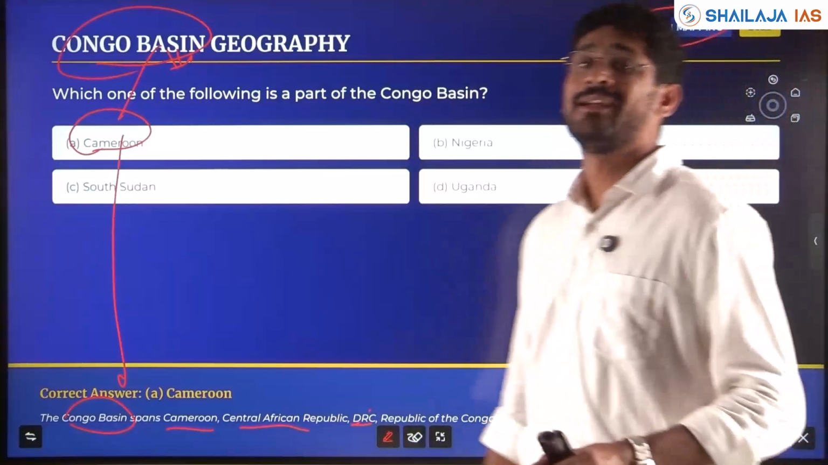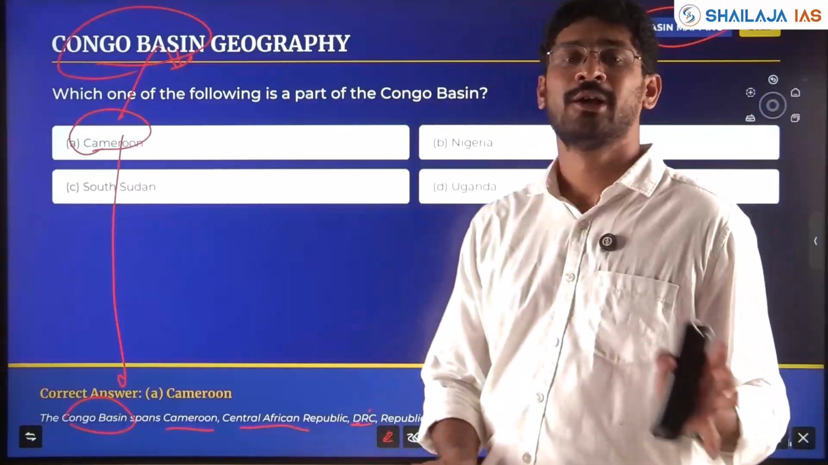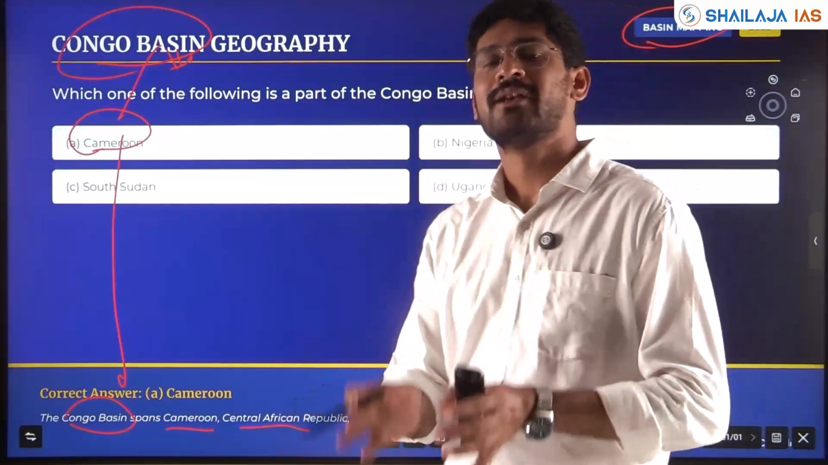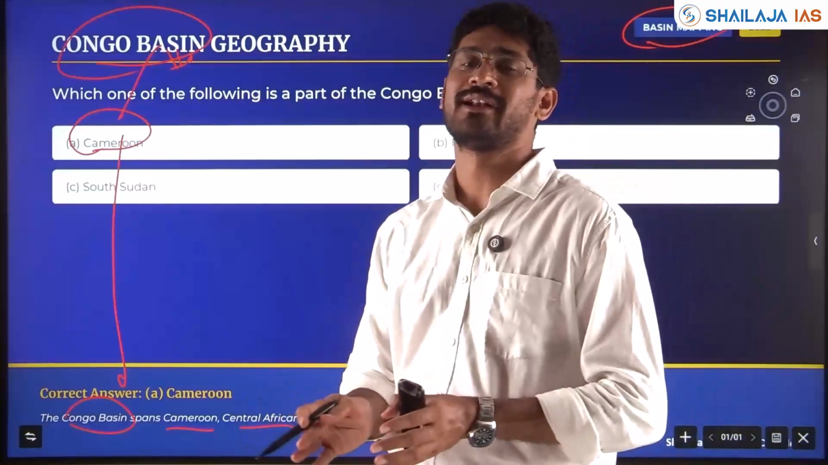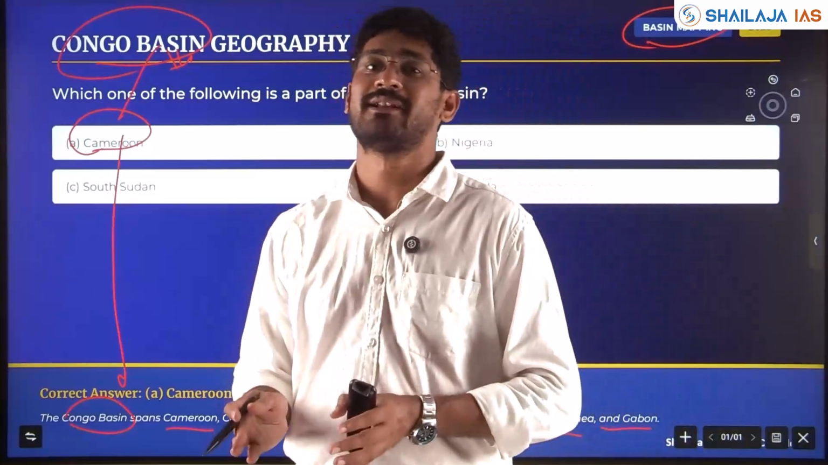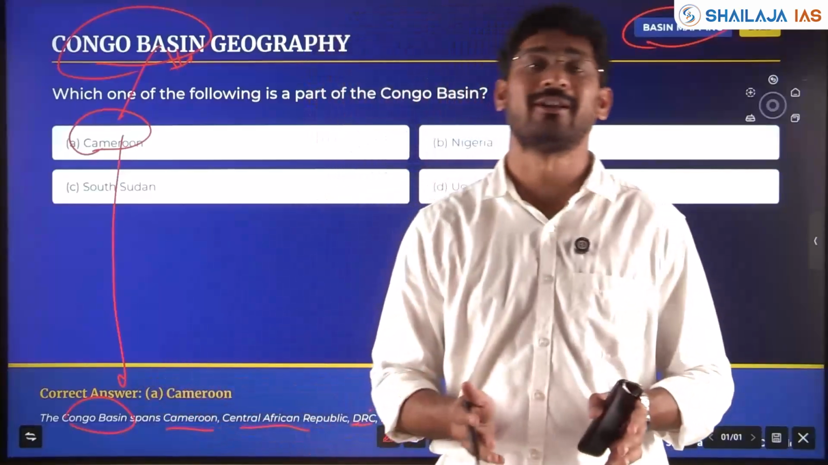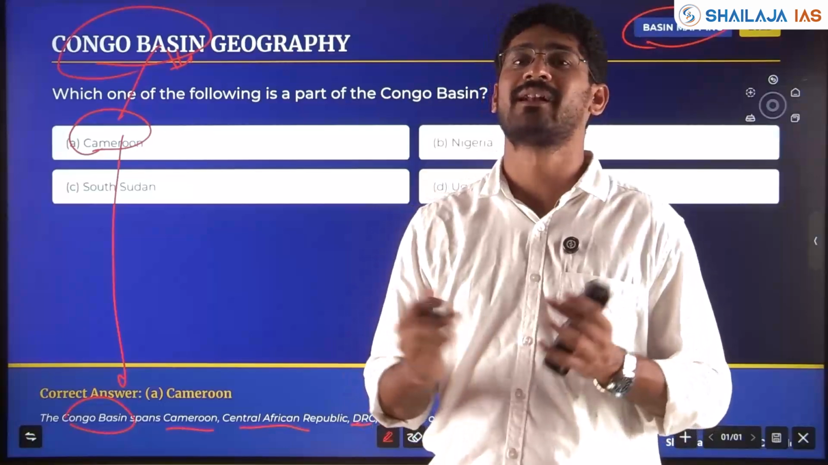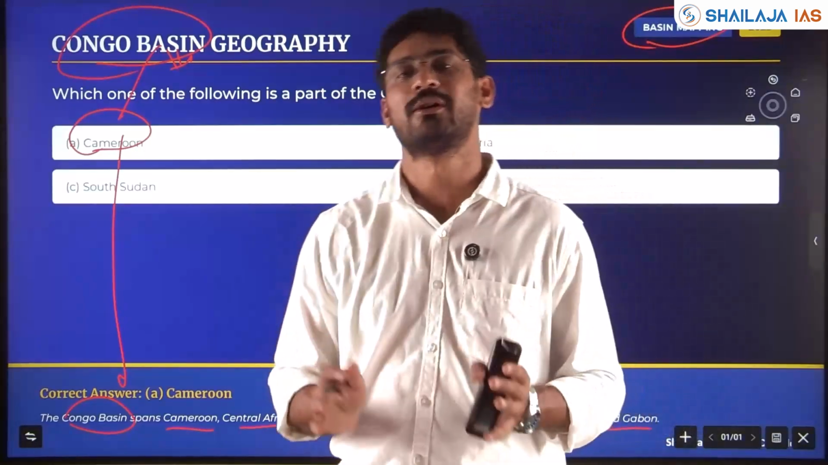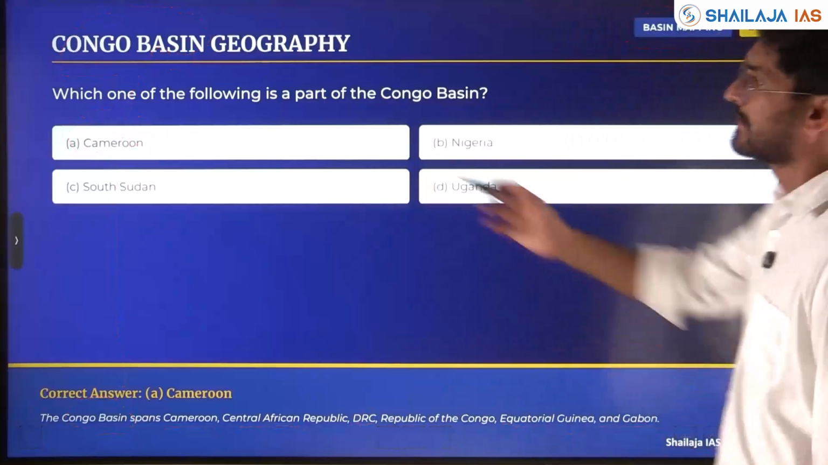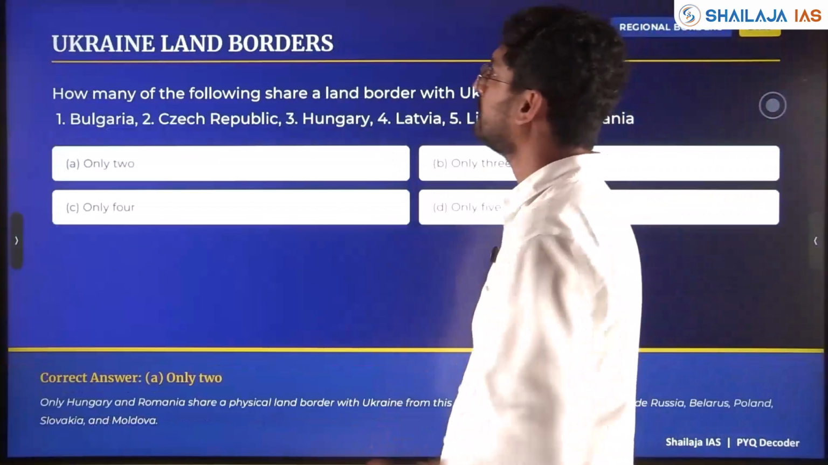Mapping is a favorite area of UPSC, especially Africa, Europe, Africa, sometimes South America if there are resources, right? For lithium and cobalt, where it is there. Again DRC, cobalt. All this industrial, resource-rich, minerals-rich, critical-minerals-rich geography also becomes important. So here the answer was Cameroon.